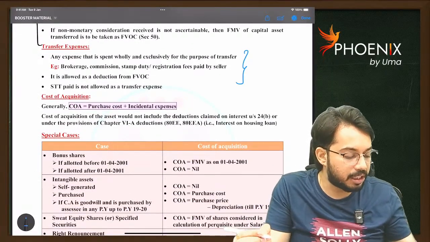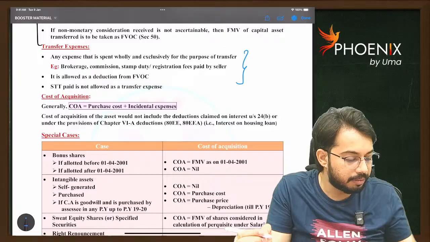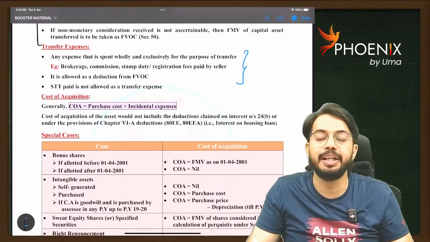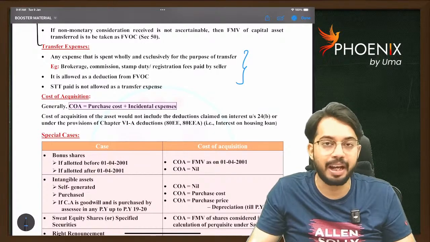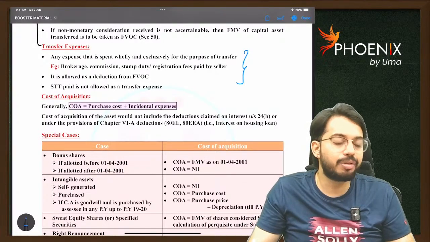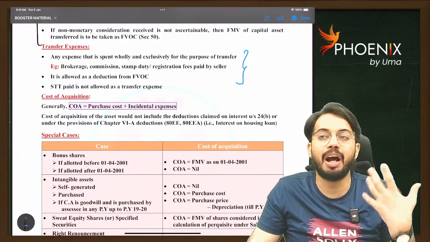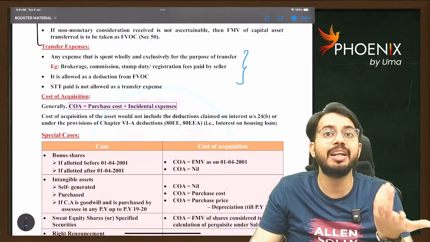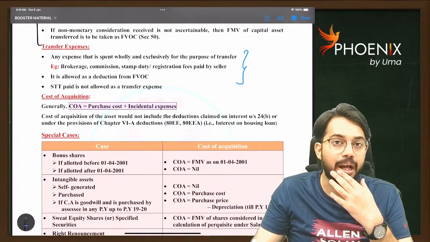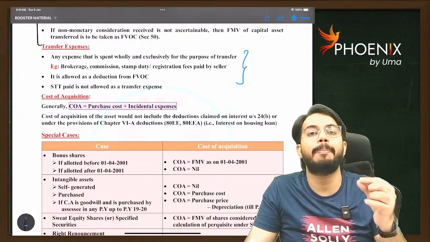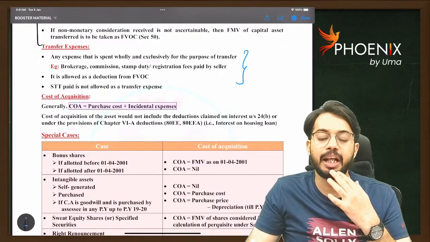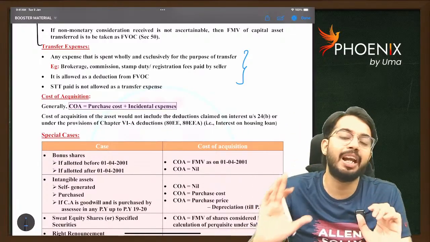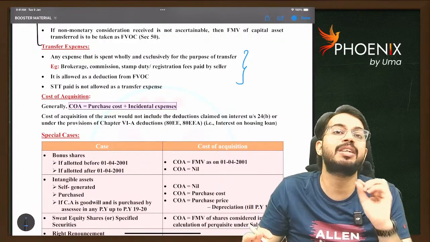Transfer expense. What do you mean by transfer expenses? With regard to transfer of capital asset, if you incur any expenditure, that expenditure you will call as transfer expense. Let's say I wanted to sell the building. For sale of building, I need to give commission to the dealer or agent. That is expenditure incurred with regard to transfer of capital asset. So wholly and exclusively for purpose of transfer, if you incur any expenditure, that expenditure will be called transfer expenditure. Transfer expenditure you can reduce while calculating capital gains except securities transaction tax.